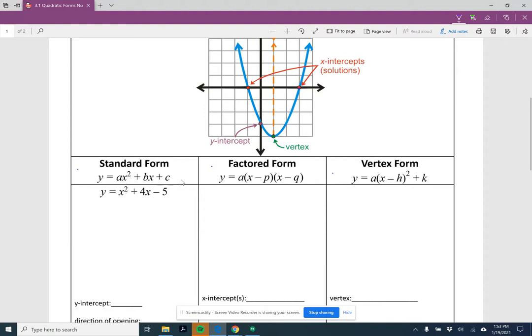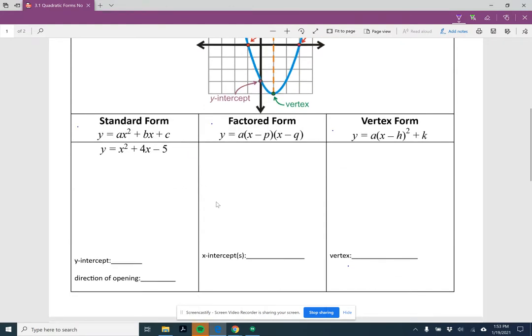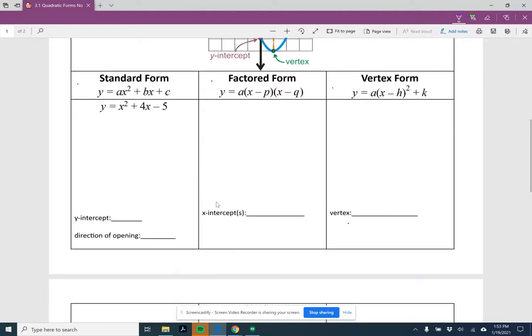Okay, now we're going to talk about how to change from one form to the other. Actually, we're going to go from standard form to factored form and from standard form to vertex form and talk about where it's easy to find some of these pieces of information. So from standard form, first of all, let's identify the y-intercept. To find the y-intercept, we replace the x with 0. So if we replace the x with 0, we have 0 plus 0.